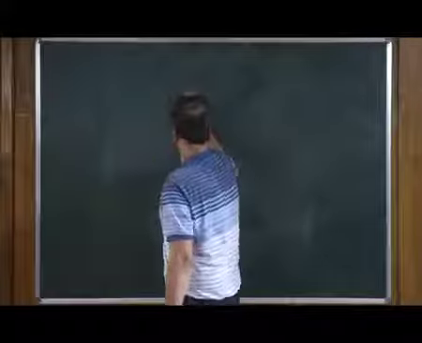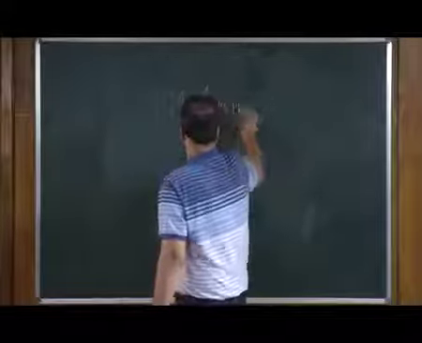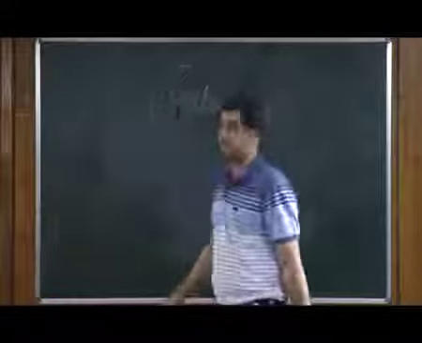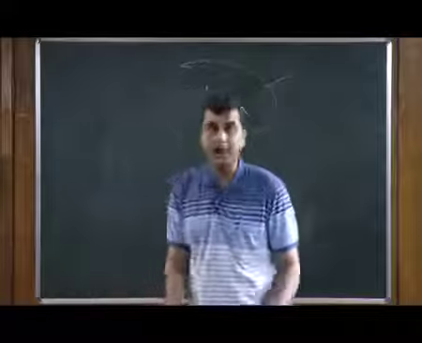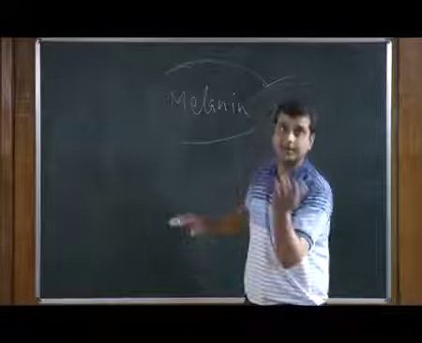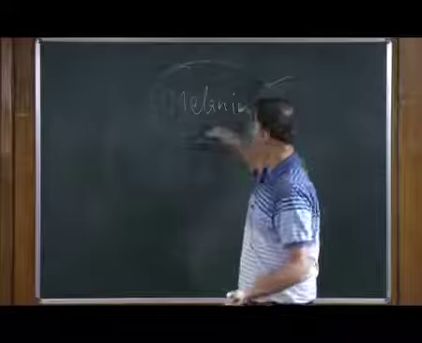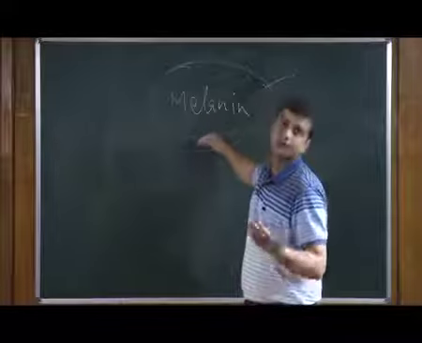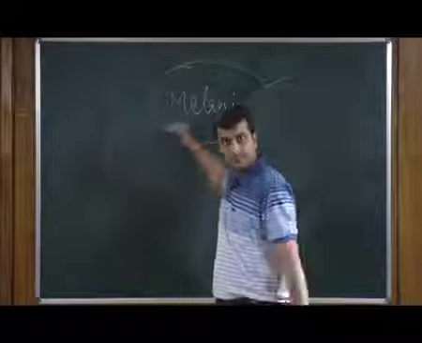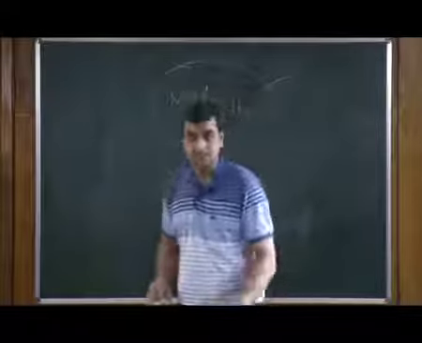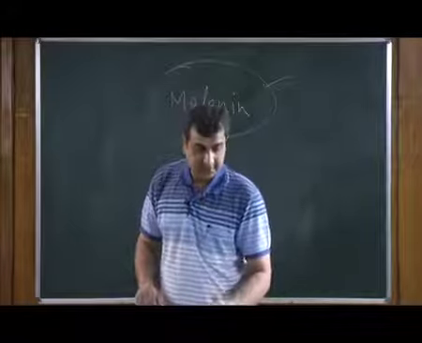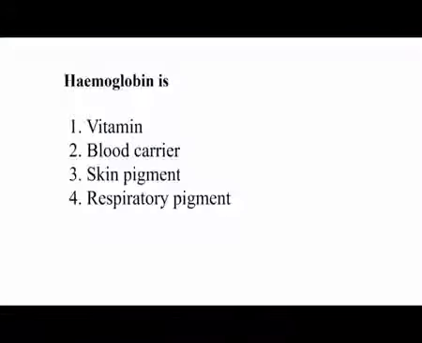The skin pigment is called melanin. So, melanin is not here. We are talking about hemoglobin. Of course, this question can be altered in some other aspect, where these are considered as skin pigment. Melanin is a skin pigment that is giving darkness to our skin. So, similarly, these are not vitamins, not blood carriers, not skin pigments, but these are respiratory pigments.